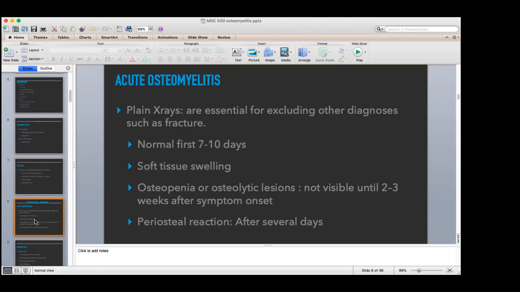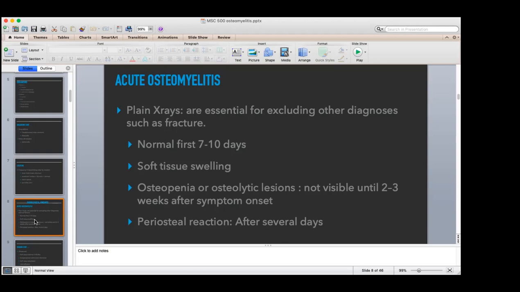So the doctor suspects, you are the clinician seeing the patient, you suspect, well, the child is having a fever, the limb is painful to touch, they are not using it, then you send them for an X-ray and the radiologist reports a normal tibiofibular X-ray, for example. That does not rule out osteomyelitis. It will be normal within the first 7 to 10 days.